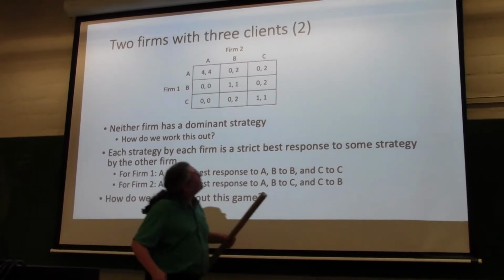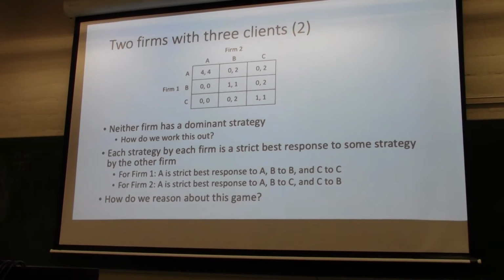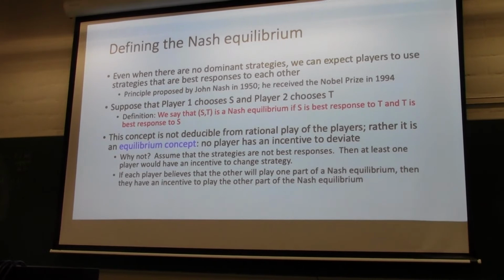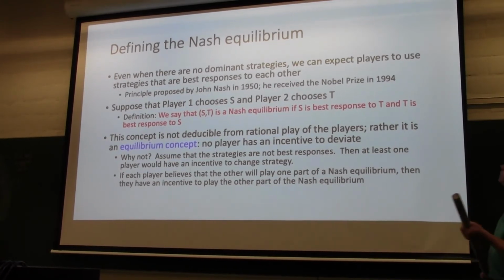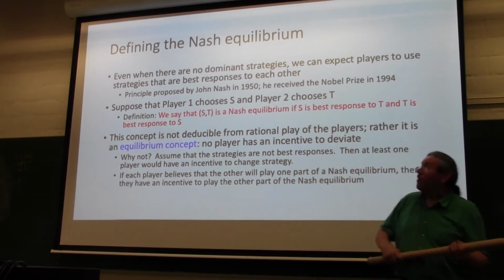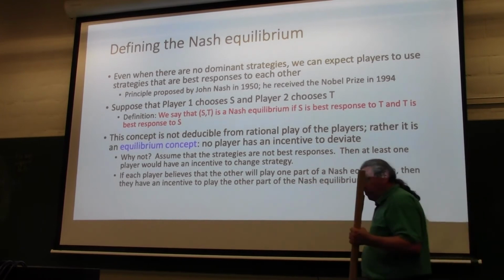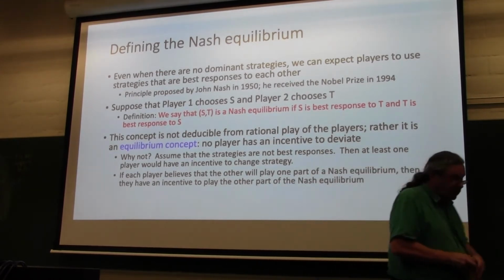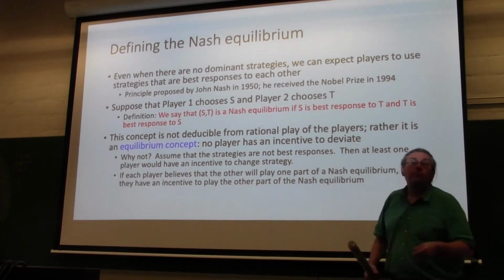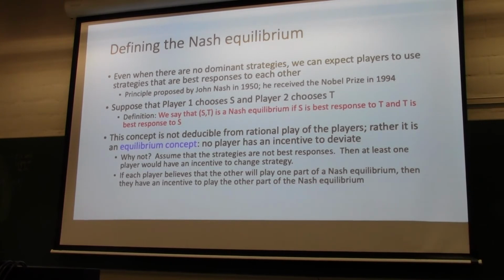Those are the responses, okay? Now we can actually figure out that there's a Nash equilibrium here. Strategies can be best responses to each other. So the Nash equilibrium, let me define it. This was proposed by a mathematician called John Nash in 1950, and he did many things in economics. He got the Nobel Prize in 1994. So he was a smart guy. He actually proved that there are always Nash equilibria, even in very complicated games.